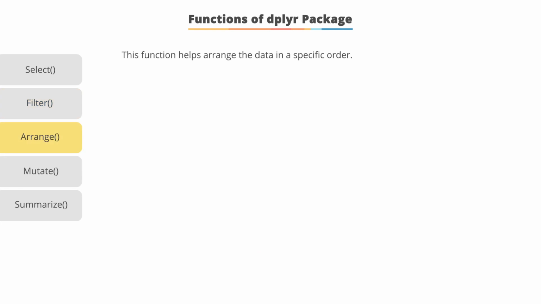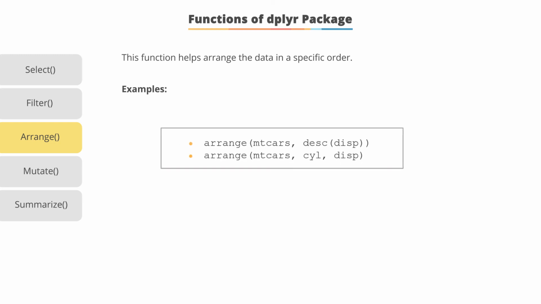Now, arrange is very useful, especially for looking through the data when you're exploring it, because you can arrange that data in a specific order, ascending, descending, etc. So let's say we wanted to look at the displacement of these vehicles. We would arrange the data using the mtcars data set in descending order of displacement. We can also use multiple criteria. In this case, we're looking to arrange mtcars first by cylinder, so 4, then 6, then 8, and then by displacement. So within the 4 cylinders, those would be ordered in ascending order, and then within the 6, those would be ordered in ascending order, and so on.